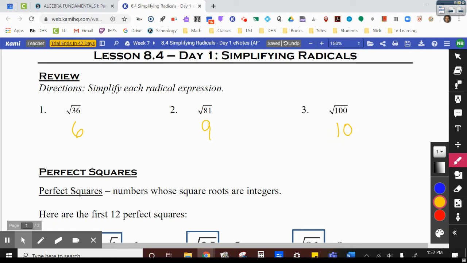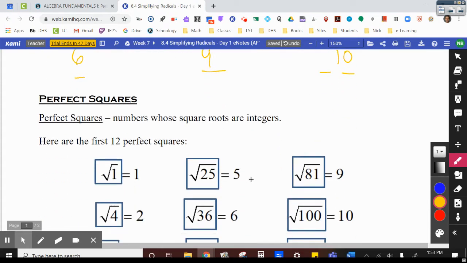So hopefully you got those answers. We've done square roots before. You've seen them last year in the previous math classes. These numbers here, 36, 81, 100, are known as perfect square numbers. Those are numbers whose square roots are integers or whole numbers. Just like the square root of 36 was 6, the square root of 81 was 9, the square root of 100 was 10. These are all integers or whole numbers, which means that 36, 81, and 100 are all perfect squares.